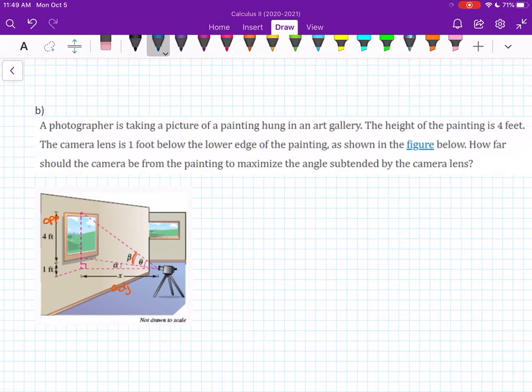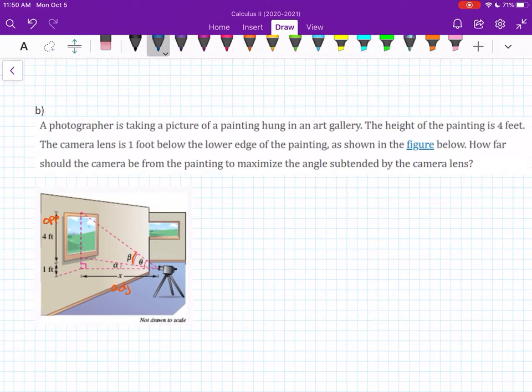Next example. A photographer is taking a picture of a painting hung in an art gallery. The height of the painting is 4 feet. The camera lens is 1 foot below the lower edge of the painting as shown in the figure below. How far should the camera be from the painting to maximize the angle subtended by the camera lens? So if I look at that, the angle it's talking about here is beta. I highlighted it in orange.